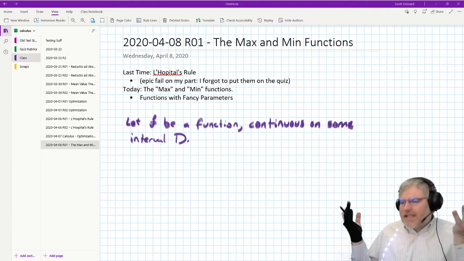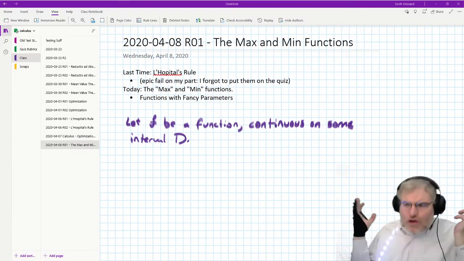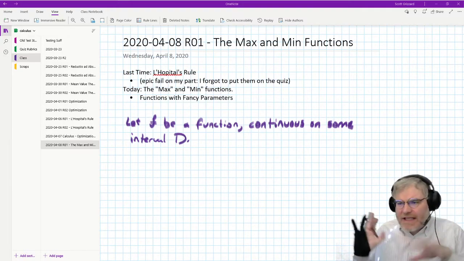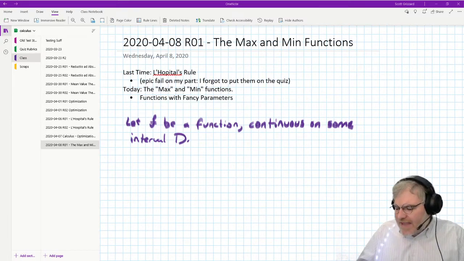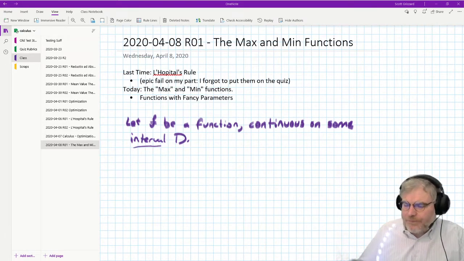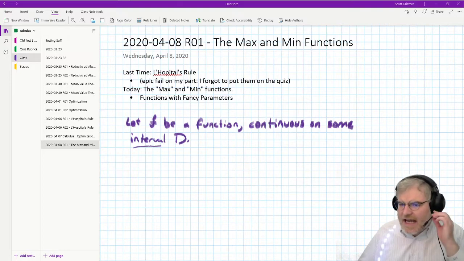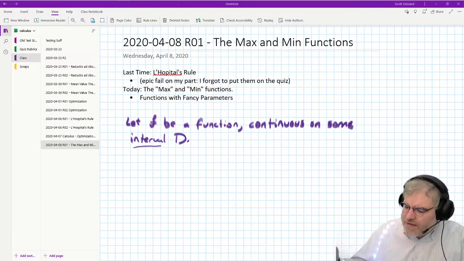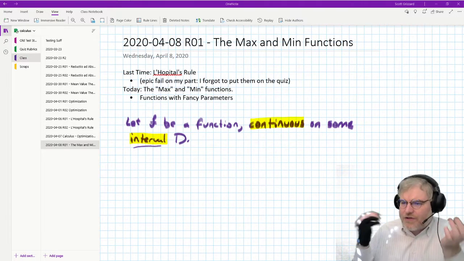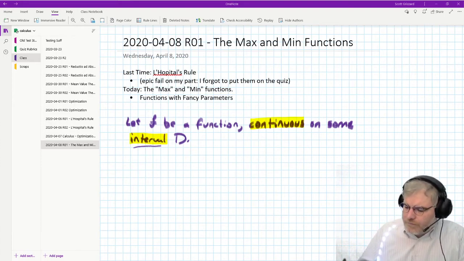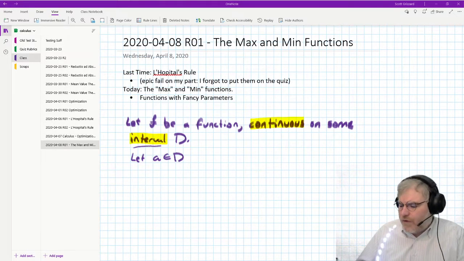I don't care what D is. It could be an open interval, a closed interval, or half open, half closed. Don't care. Just some interval D. The fact that it's an interval is what's important, not whether it's open or closed. And it has to be continuous. So the important thing here is that this function f is continuous over some interval. And then let a be some point in the interval.